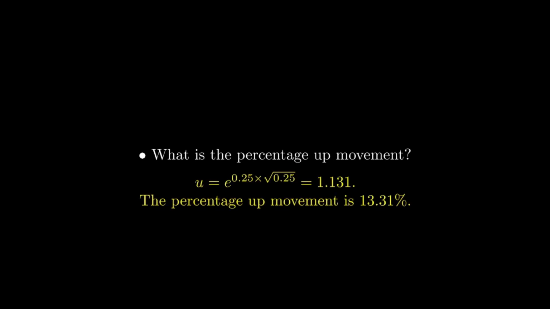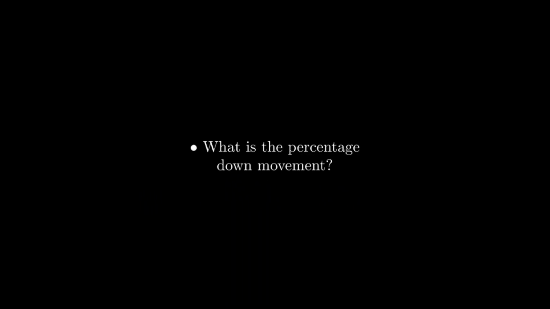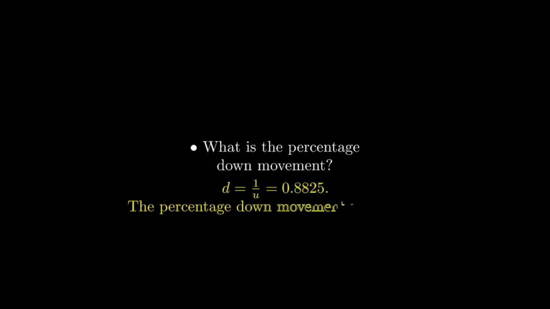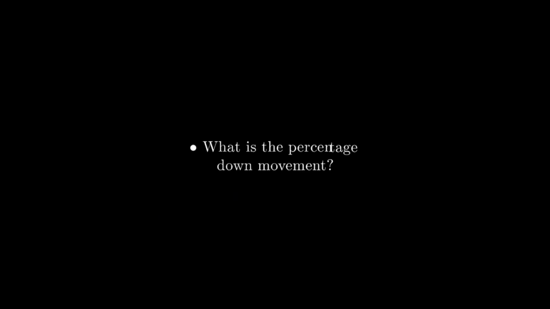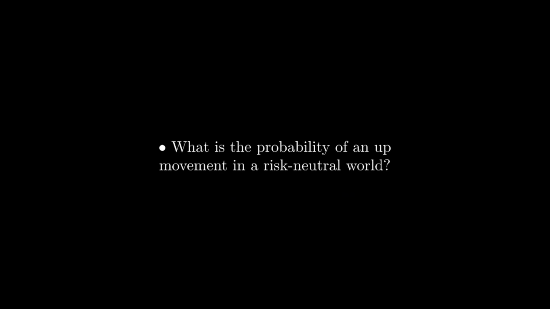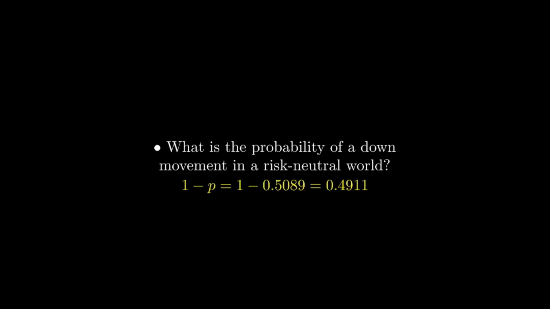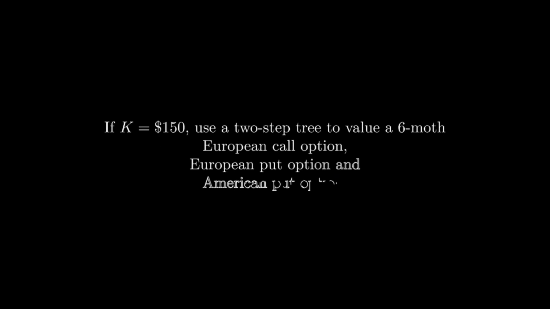In the same way, what is the probability of an up movement in a risk-neutral world? P is given by the previous formula, then calculation gives us 0.5089. What is the probability of a down movement in a risk-neutral world? That is 1 minus P, which is equal to 0.4911. If the strike price is 150, we use a two-step tree to value a 6-month European call option, European put option, and American put option.